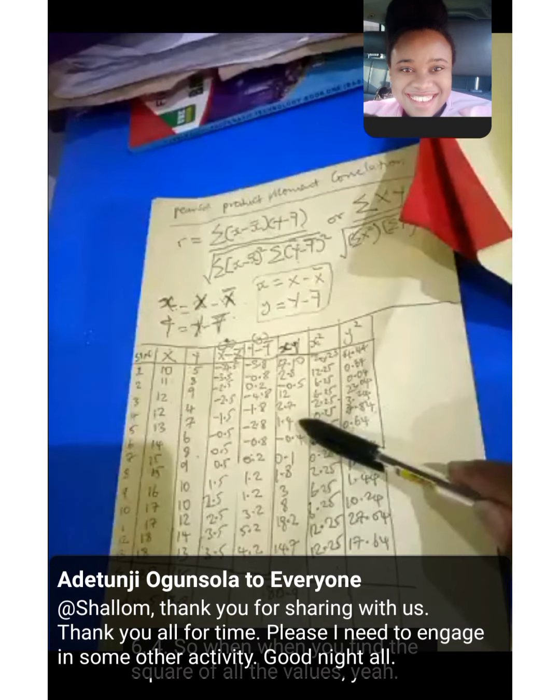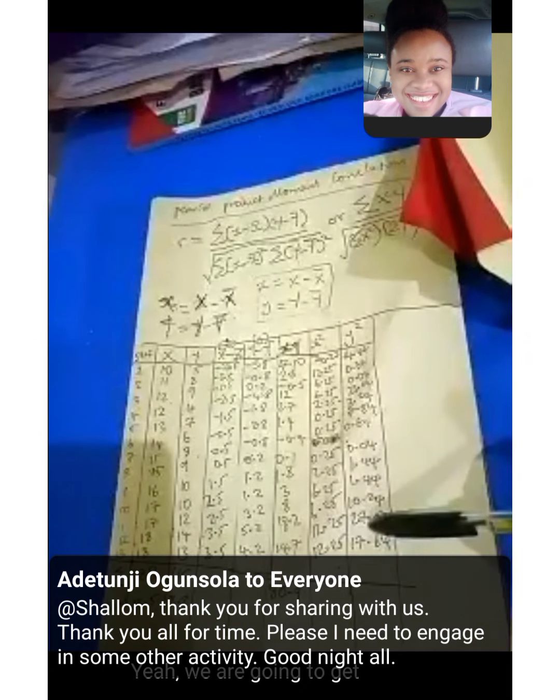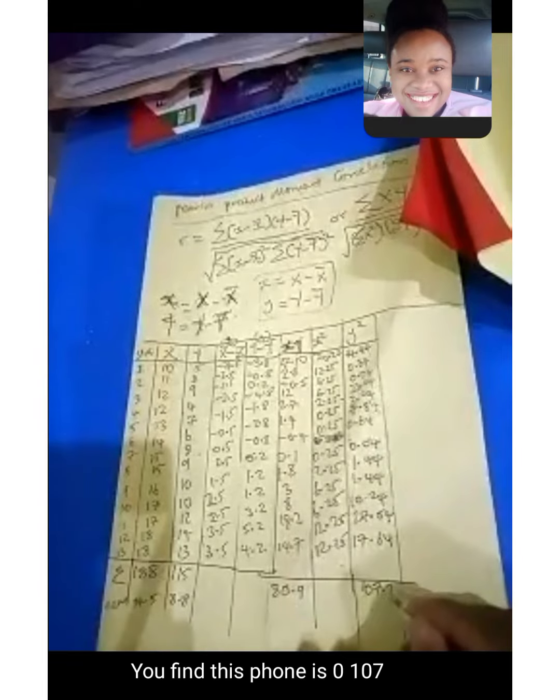So when you find the square of all these values, you find the sum. So the sum is 107.72, and for this one the sum is 87.25. So these are the sums of everything.